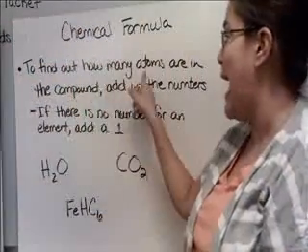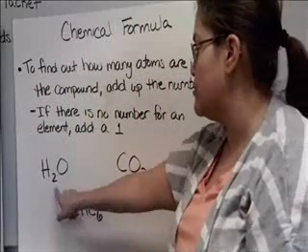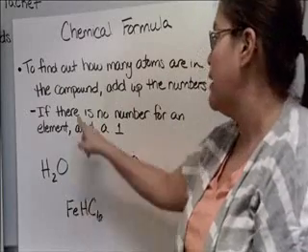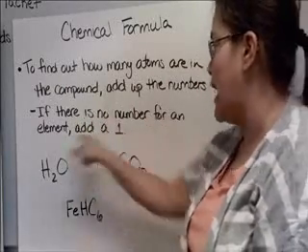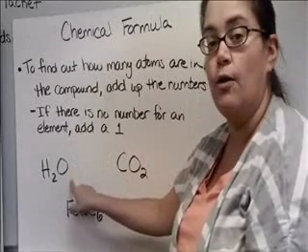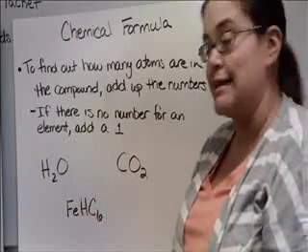To find out how many atoms are in the compound, you add up the numbers. So there are these little numbers next to the letters, and you add those up. If there is no number for an element, you add a 1. So like here, there's no number next to the O, so that would be a 1. So let's do these 3 as an example.